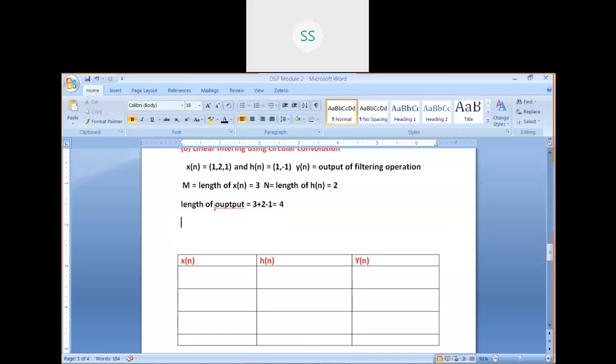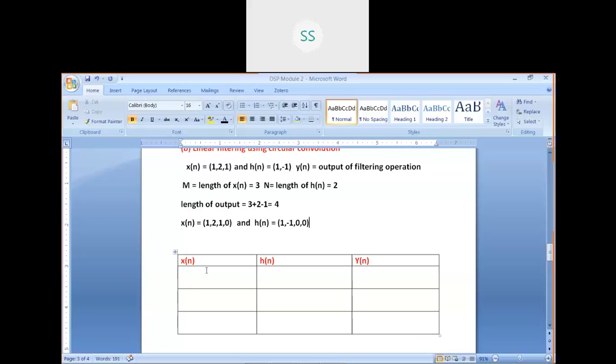Therefore, as our length is equal to 4, we need to change the sequences. Even when doing it by the DFT IDFT method we make the sequence lengths the same, and even in the circular convolution method the condition is that the lengths of both sequences have to be the same. So x of n will become 1, 2, 1, 0, because I have to make the length equal to the length of the output sequence, and h of n is also extended; it is now 1 comma minus 1 comma 0, 0, as it requires 2 zeros.